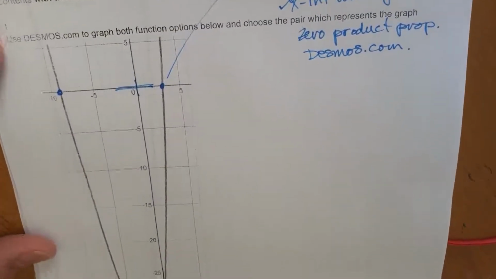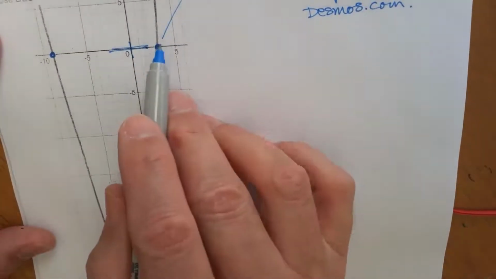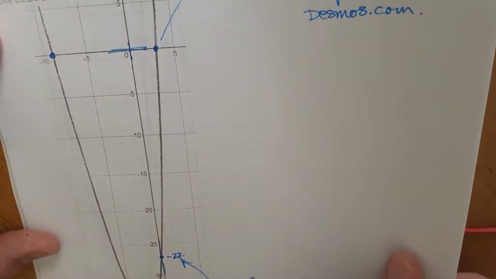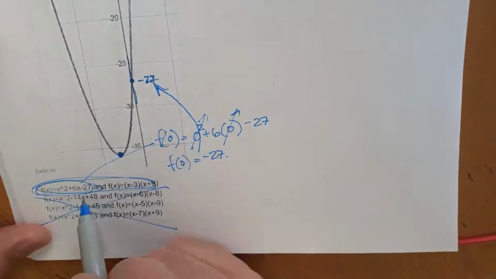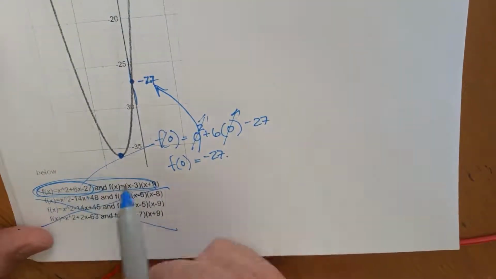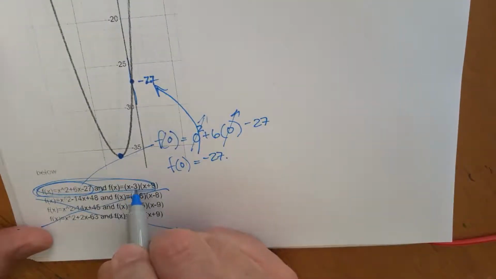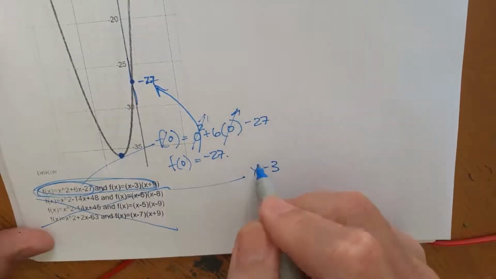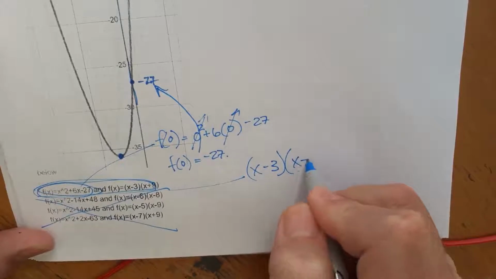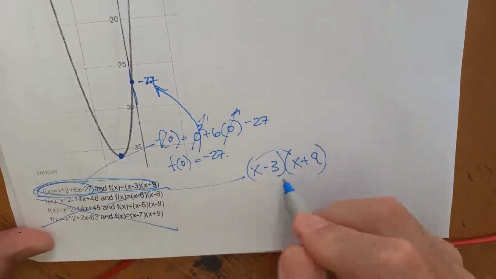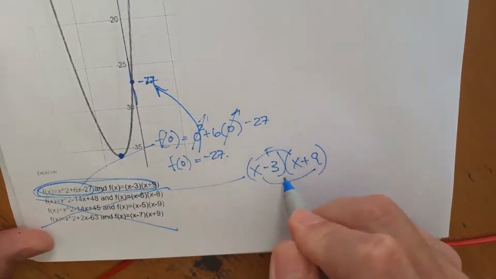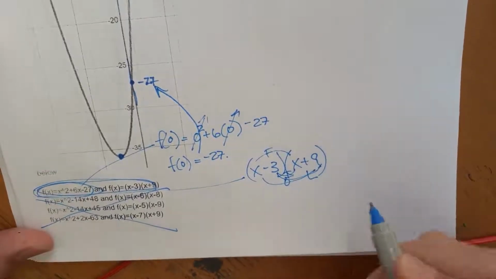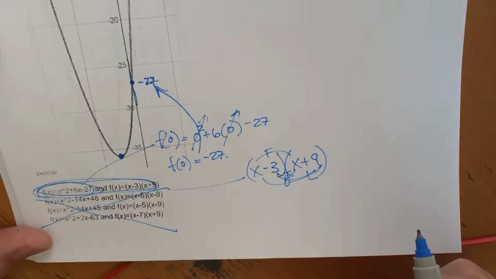Let's check the roots. So the roots here are 3 and minus 9. And what we have here is the factoring of our quadratic. And so we factor it to be x minus 3 times x plus 9. Remember the reverse of x minus 3, x plus 9. We use FOIL here first, outside, inside, and last. And again, this is in another lesson, so I'm just reviewing it here quickly.